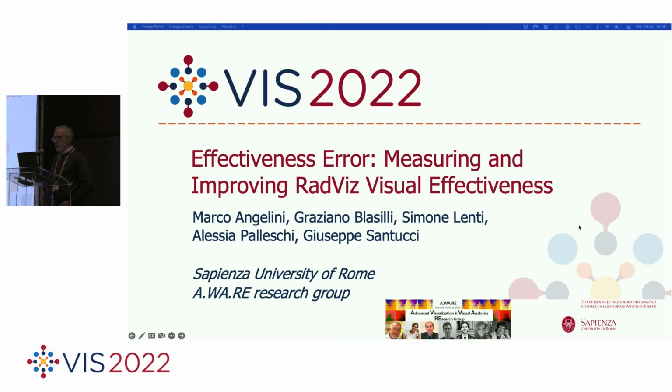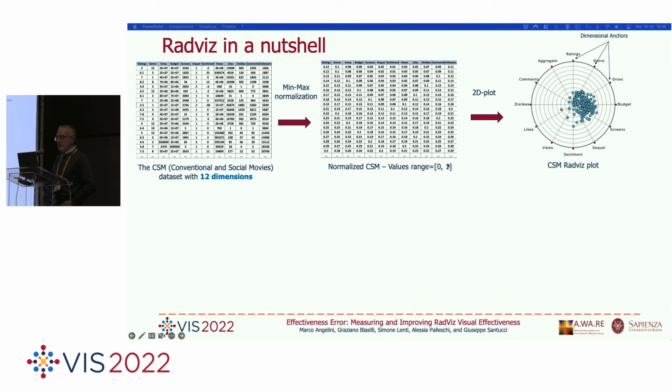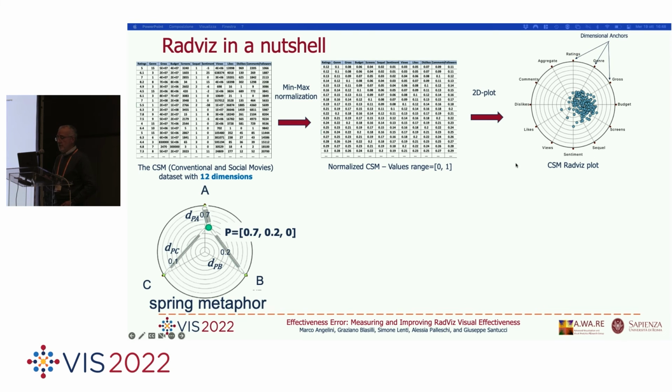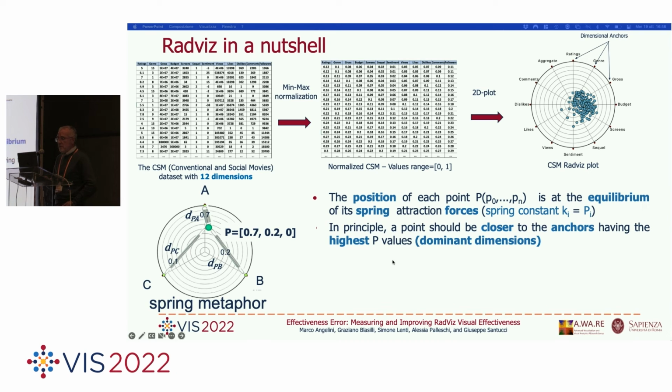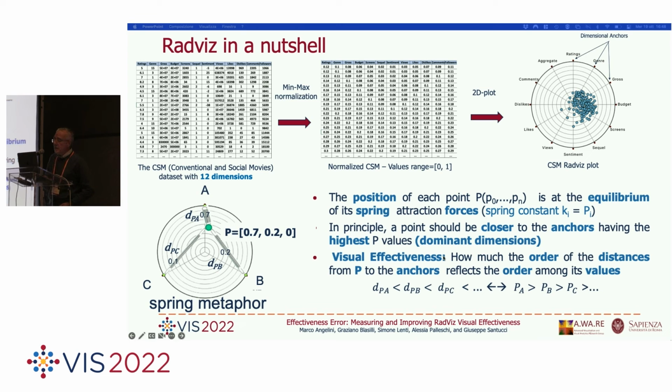This paper is about RADVIS visual effectiveness. Let's start with RADVIS. RADVIS takes as an input a multidimensional data set, normalizes it, and plots it on a bidimensional scatter plot, maintaining some relation with the dimensions. The point positions are at the equilibrium point between the spring forces that are proportional to the values of P. In principle, a point should be closer to the anchors having the highest P values, the dominant dimensions. We define visual effectiveness as how much the order of the distances from P to the anchors reflects the order among its values.